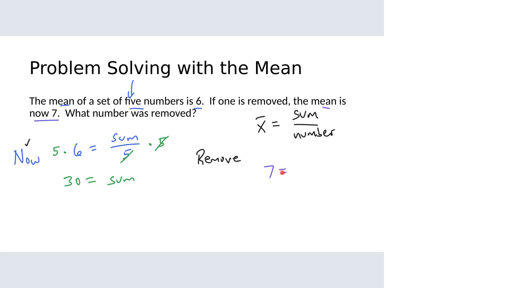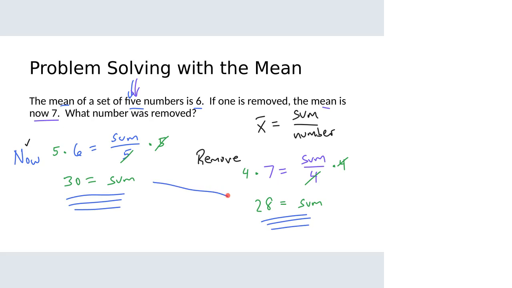So now I know my mean is 7. And previously I had 5 numbers. I've taken one away. So now instead of 5 numbers, I only have 4. And just like we've seen before, when we're using this formula, I'm going to multiply both sides by that 4. These will cancel, and I'll find out that 28 is my new sum. So when I started out, I had a sum of 30. Now I have a sum of 28. So the number that must have been removed to take me from 30 down to 28 must have been a 2.